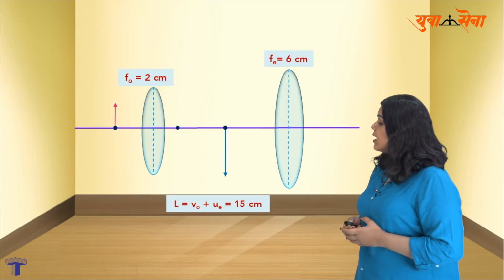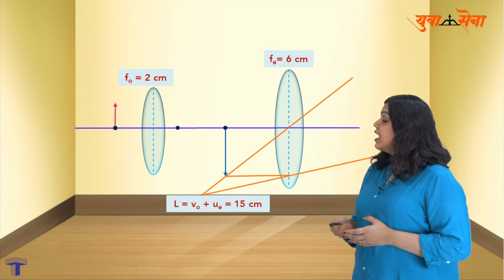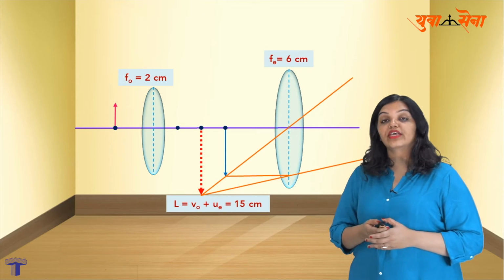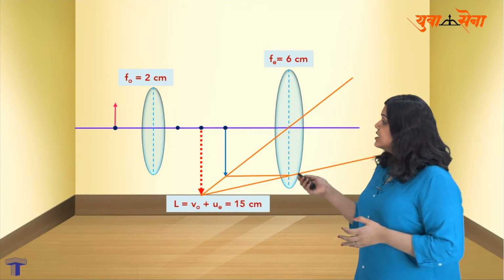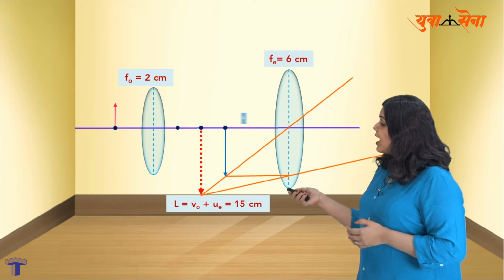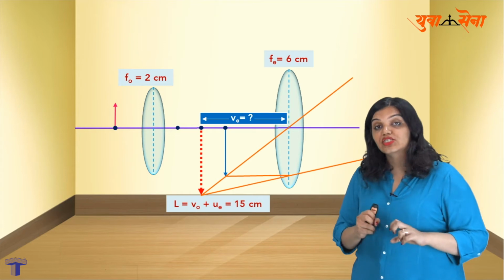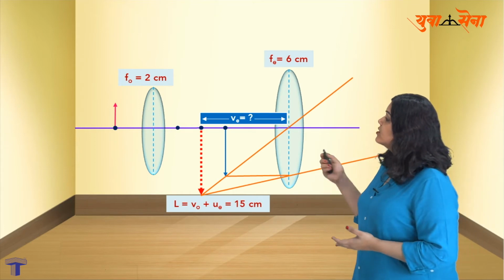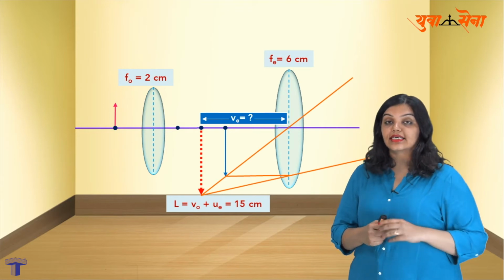Finally, I will finish my ray diagram by drawing the appropriate rays even for the second lens, and I will get the location of the image for the total compound microscope. Now, what is the distance of this final image from the eyepiece? Technically, we will call it the image distance for the eyepiece, and therefore we will denote it as VE, and we have been told what VE is. We'll see that in a moment.